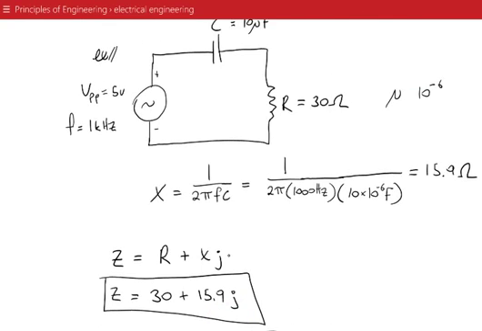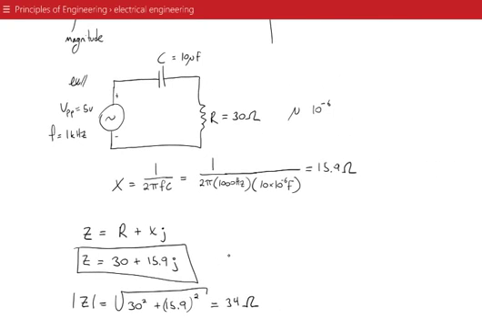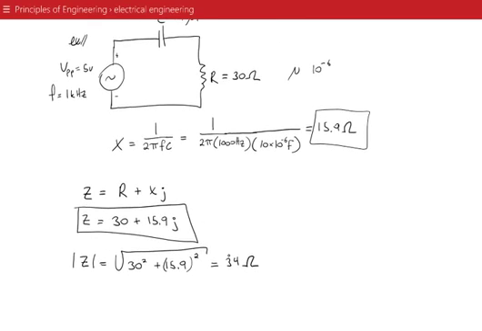Okay, and that's how we find the reactance of a capacitor, which was here, the total impedance of the circuit, which was here, and the magnitude of the impedance of the circuit, which is there.